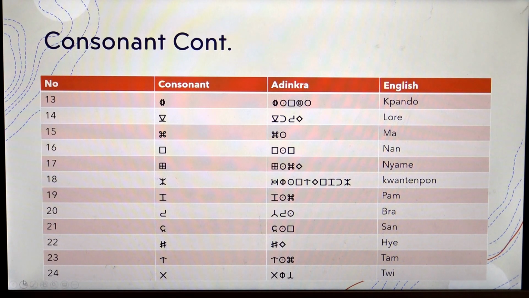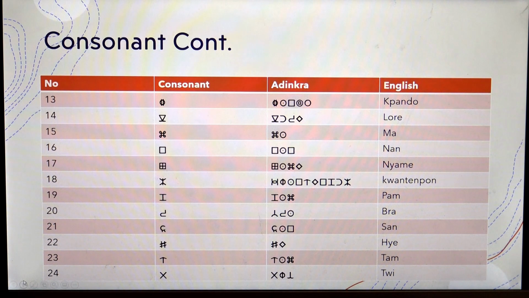Then the next set of consonants we're looking at is the KP character, which is pa. So as in Bando, pa. Bando is a city in the Volta region. So pa, Bando.